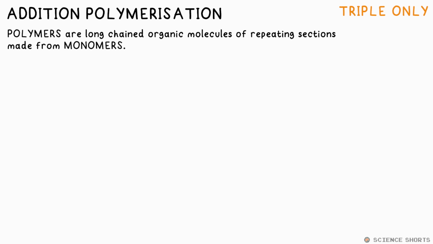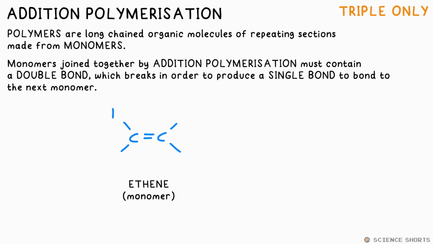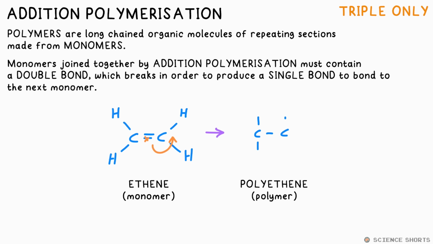Polymers are super long chain alkanes made up of repeating sections made from monomers. Poly just means lots, mono just means one. For example, lots of ethenes, that's our monomer here, can be joined together through addition polymerization to make polyethene, or we just call it polythene. That's the polymer. These monomers must have a double bond in them.